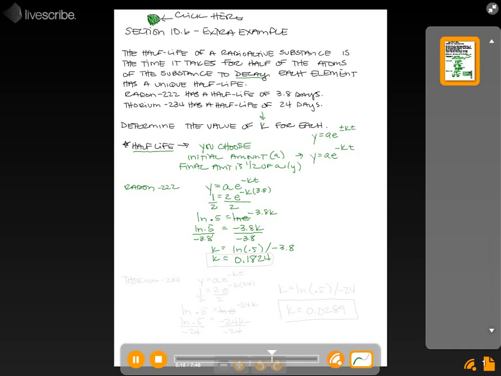And there's k for this problem. That's the constant, which is specific to every element. They have their own k depending on whatever we're talking about. That's the k for this particular element, radon 222. Let's look at thorium now.